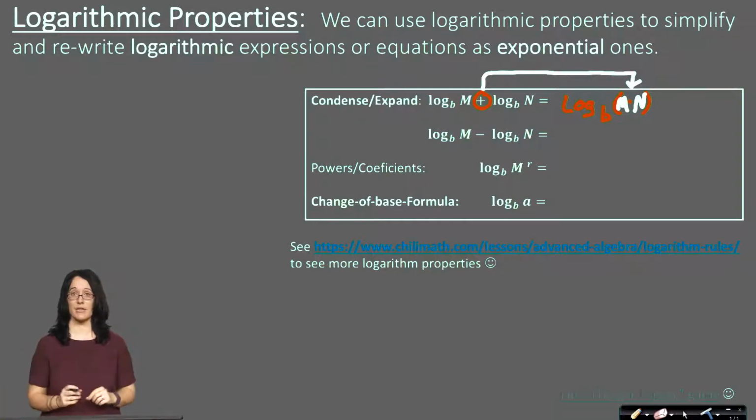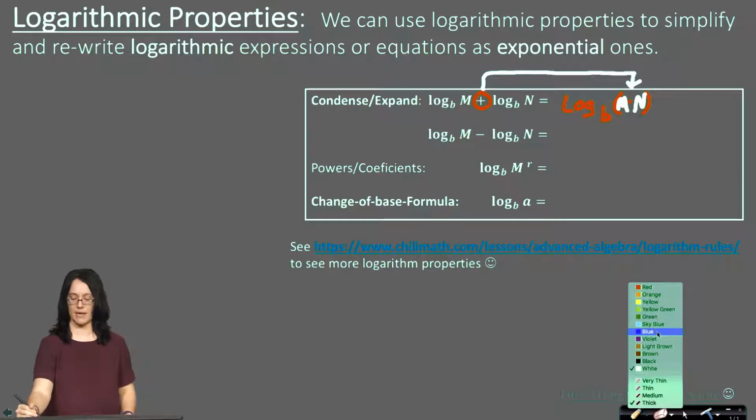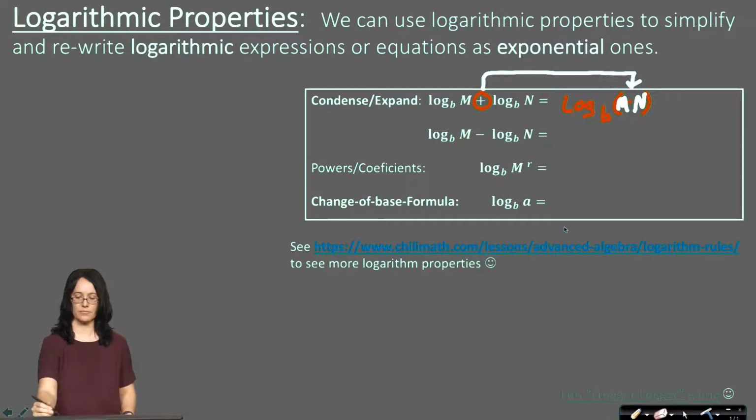But again, those three criteria had to be satisfied: same base, being added or subtracted, coefficients of 1. What do you think will happen when I subtract two logarithms with the same base and coefficients of 1? You are right if you said I'm going to divide. That is correct. This is log base b of m divided by n.